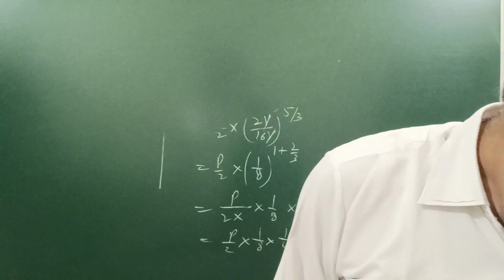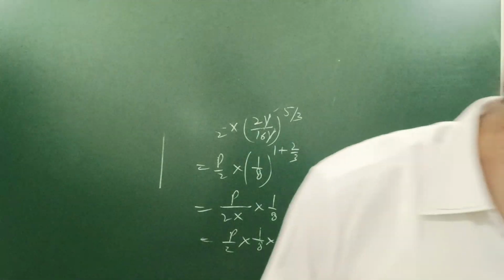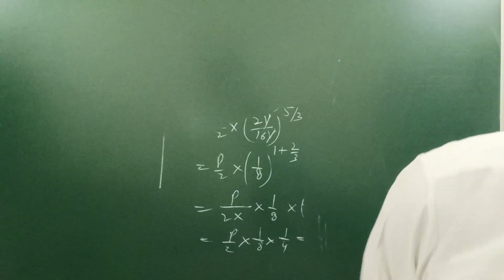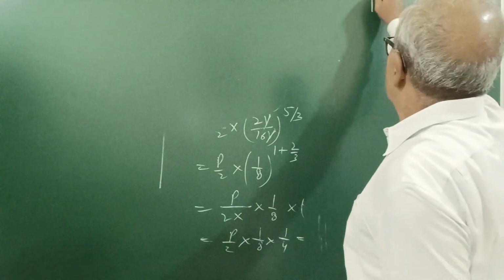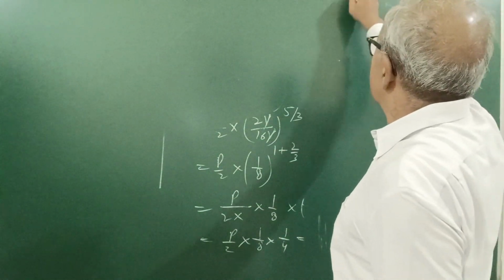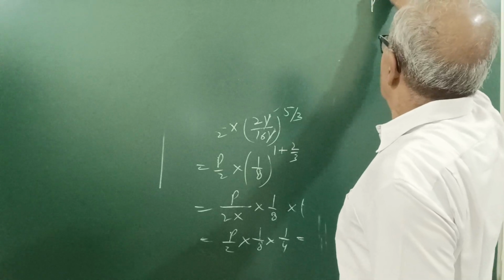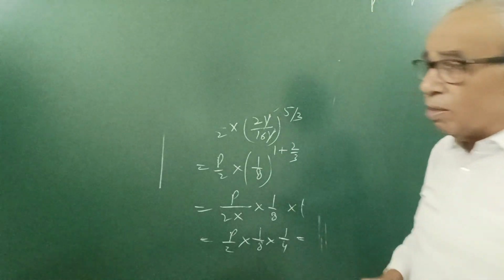A given sample of ideal gas occupies volume V at pressure P. Pressure P, volume V, given mass.